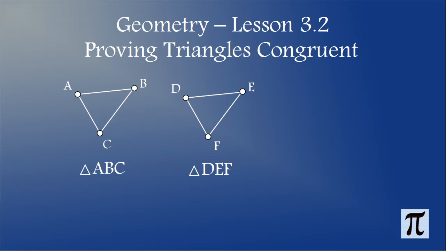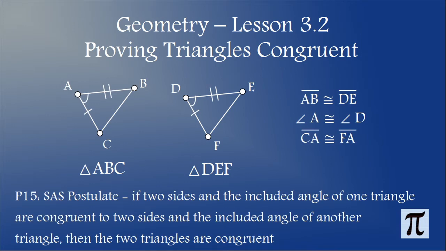Let's take a look at another one. Postulate 15, the side-angle-side postulate. If two sides and the included angle of one triangle are congruent to two sides and the included angle of another triangle, then the two triangles are congruent. So here the important part is the word included. If you look at the two triangles, the two sides that we have that are congruent, the angle in between them are also congruent. So this is the included angle. And it's the reason we write it as SAS, side, angle, side, because that's the order they appear in the drawing.